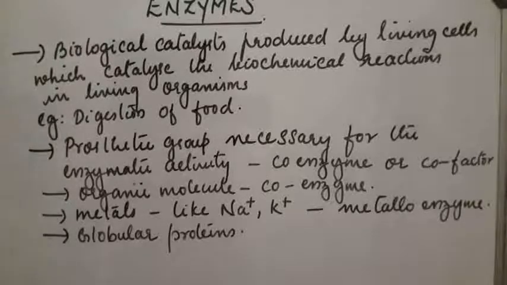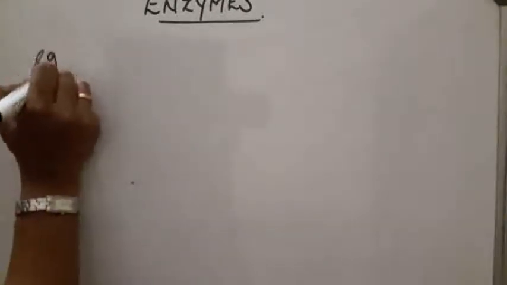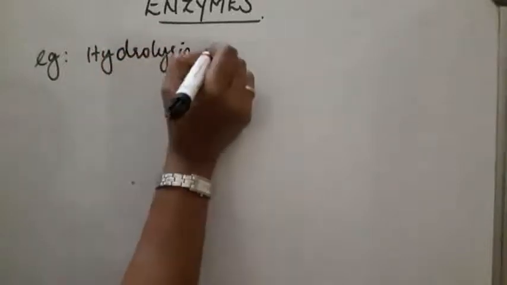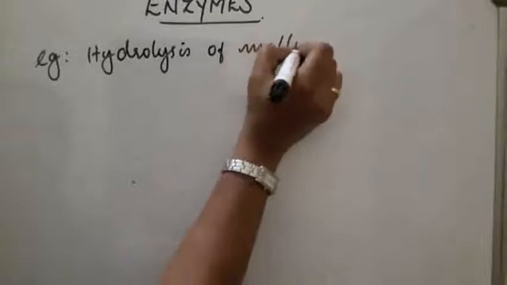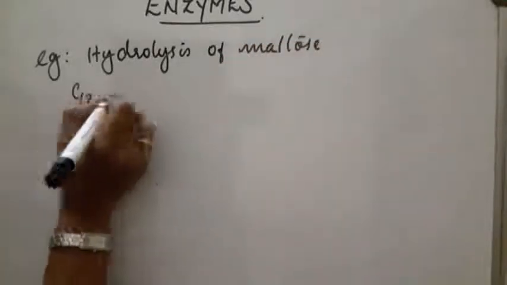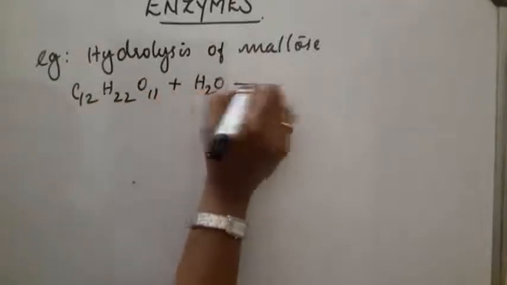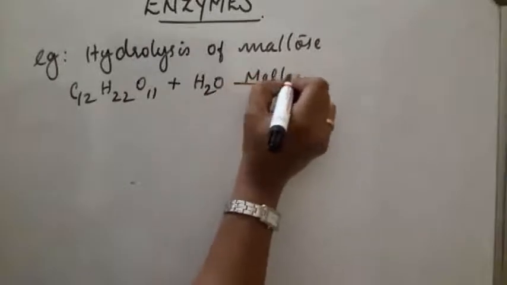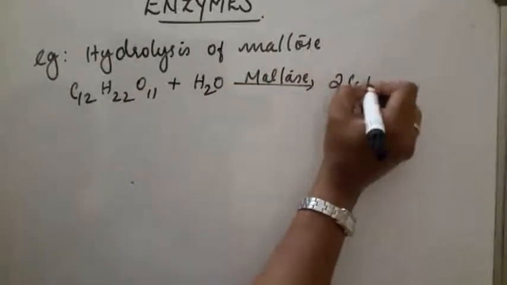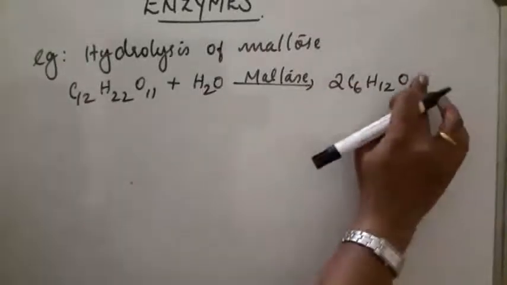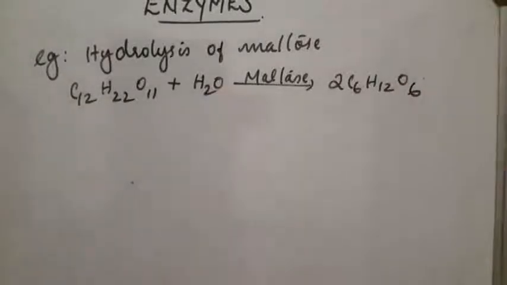Let us take one example. Example, hydrolysis of maltose. Here the enzyme used is maltase. See the reaction: C12H22O11 on hydrolysis, enzyme used is maltase. So here the enzyme is maltase, and the name of the compound ends with ase, and the name of the enzyme ends with ase.